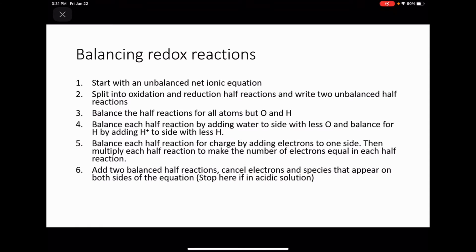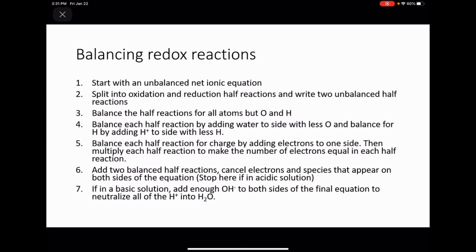And then we're going to add them together, cancel the electrons, cancel any species, say waters or protons, that end up on both sides, and then sum up, and that would be our balanced reaction. That's where we stop if this reaction is run in an acidic solution, so under acidic conditions.